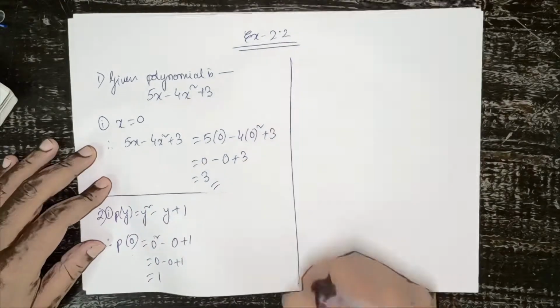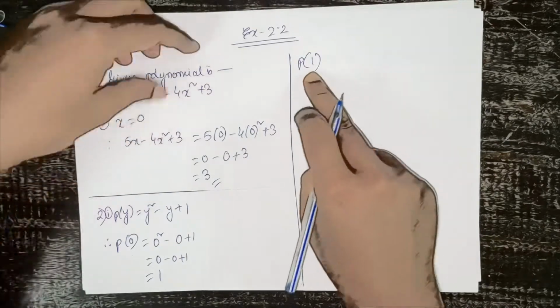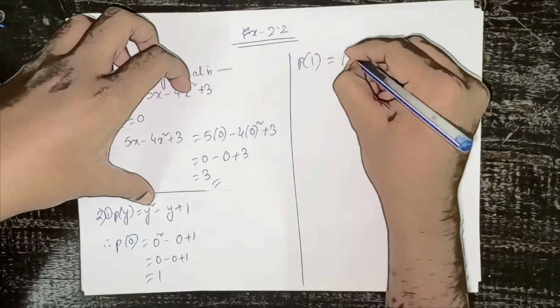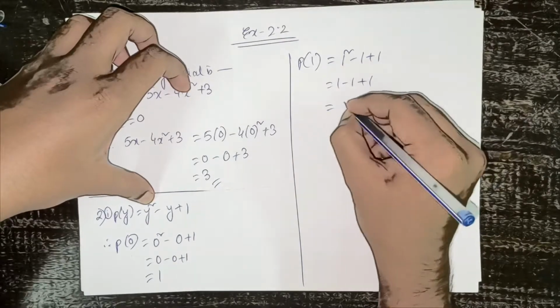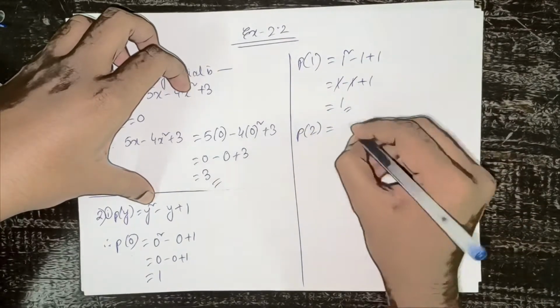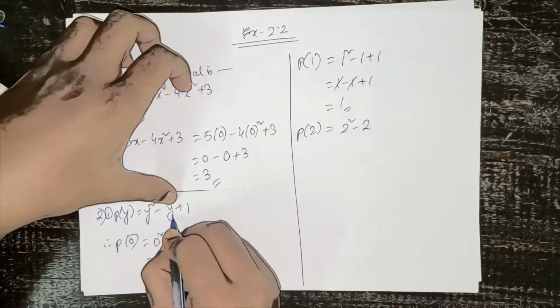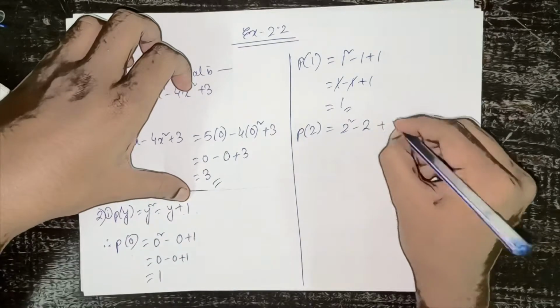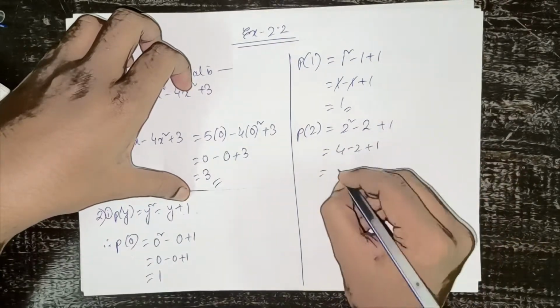Similarly, we have to find the next two. Then we have to find p of 1. P of 1 means in place of y, put 1. So it is 1 square minus 1 plus 1. So it is 1 minus 1 plus 1, these two will cancel out, so the answer is 1. And also we have to find p of 2. So it is 2 square minus 2 plus 1. So it is 4 minus 2 plus 1, that is 2 plus 1, that is 3.